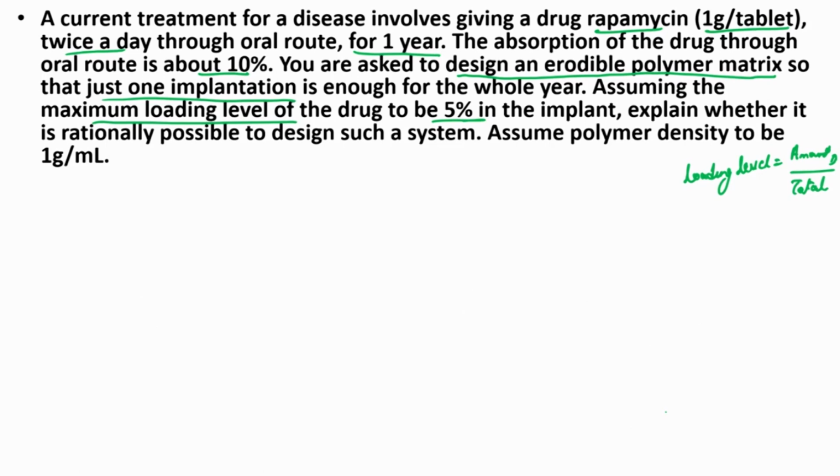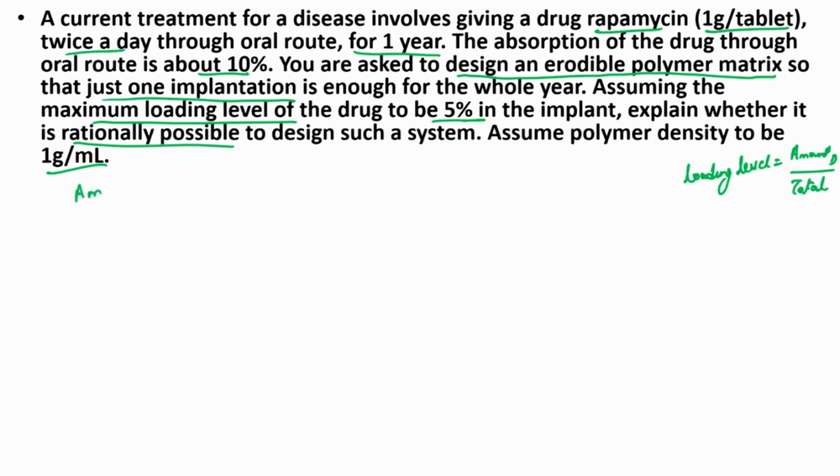So, even before you go into designing such a system, you want to see if this is even feasible. So, we want to see if it is rationally feasible to design such a system, and you can assume whatever polymer you are using, its density is 1 gram per ml. Okay. So, now given all that, you are seeing if it is feasible. So, let us see what we can do. So, we know that the amount of drug that is being given.